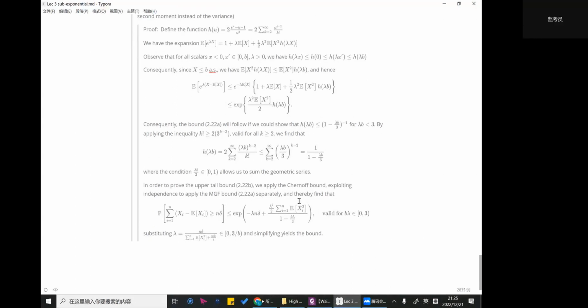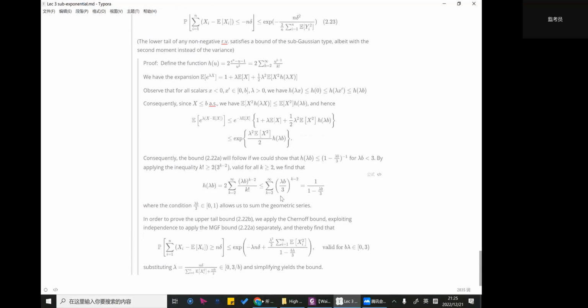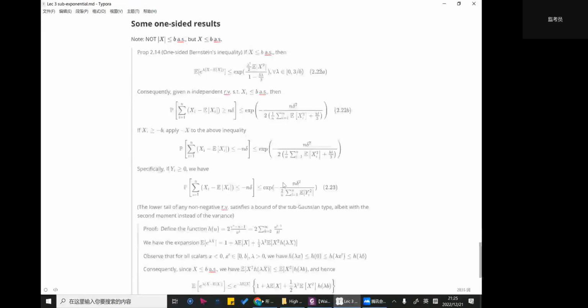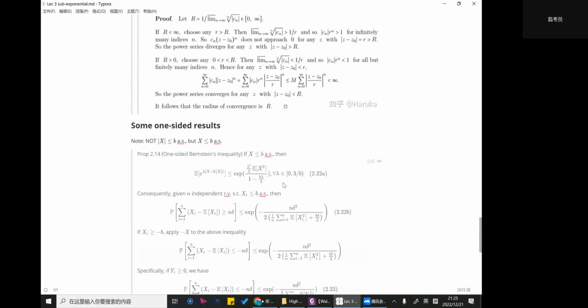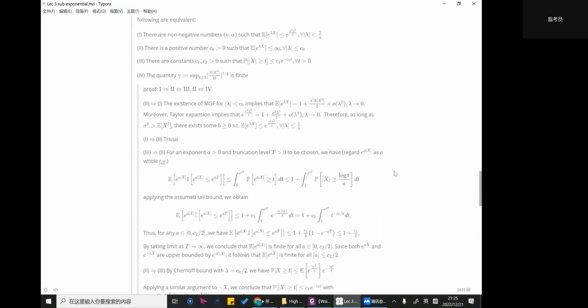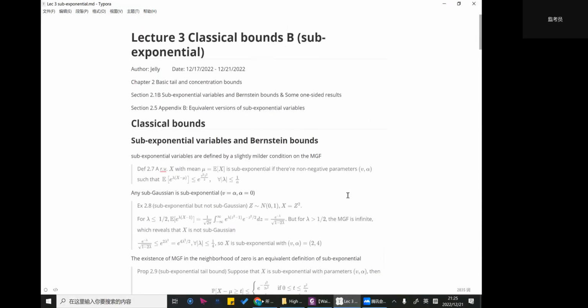Well, anyway, there are some tricks in calculating this. And to prove part B, the author also applied the Chernoff bound. So anyway, this incorporates some tricks, so I don't want to go into details. Anyway, this is what we have learned today.